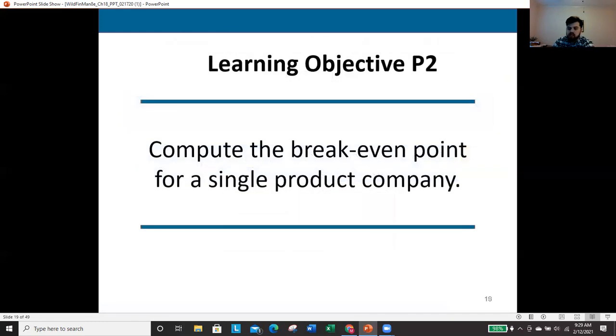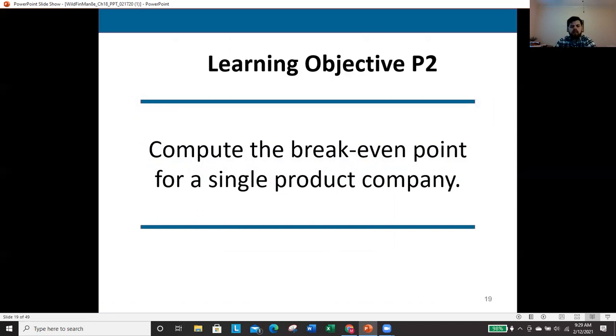Now, while that is useful, it's not everything we need. So in this chapter, one of our main concepts will be this idea of computing break-even point for, in this case, a product or a company with only one product. Now, how many companies do you think exist that sell exactly one version of one product? I'm going to say not very many, right? Probably none.